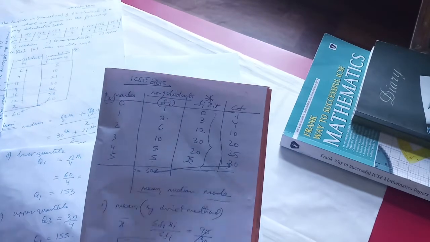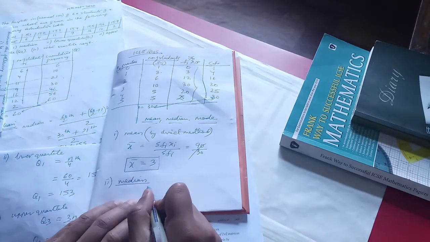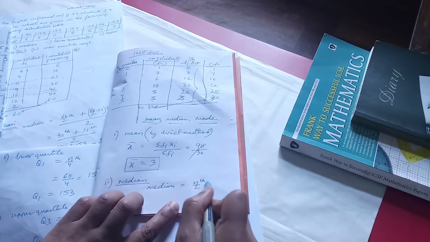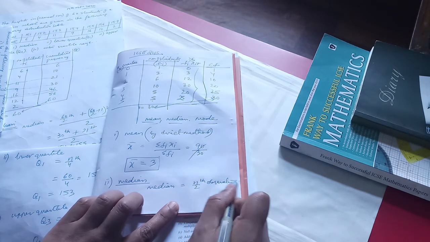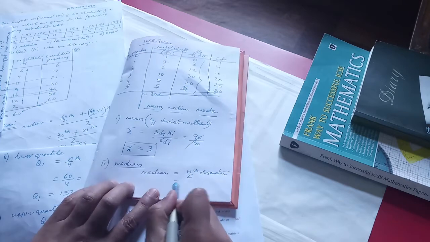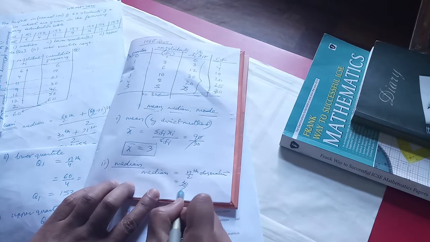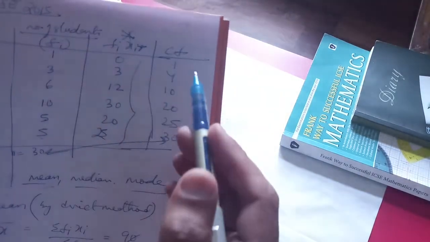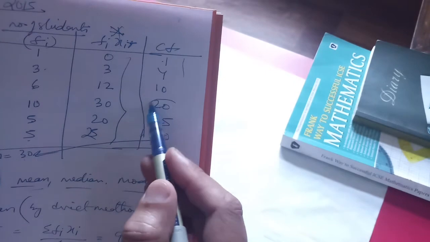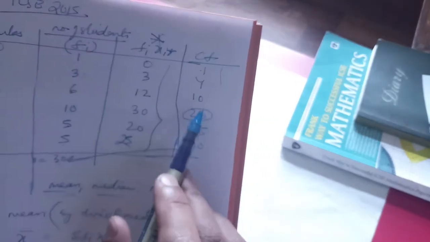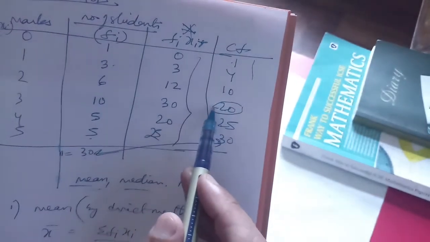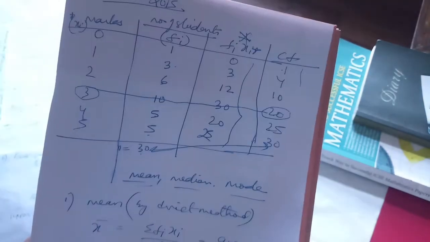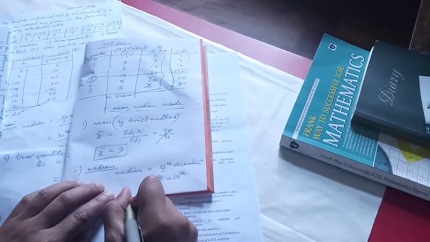So this should match. So now to find the median, we have just learned the formula n by 2th observation. Because n is even, 30. So it will be 30 by 2. That is 15th observation. So let us check here. We don't have 15. So which is greater than 15? 20. So what is the corresponding value of this? So median is also 3.